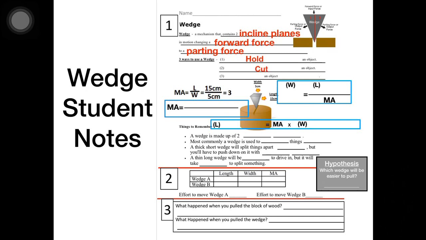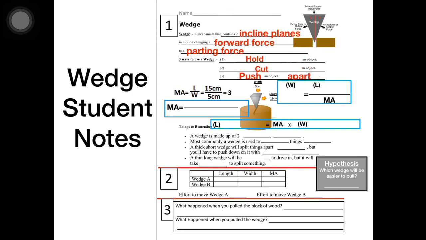Number 2 here is to cut an object. And when I say cut, you may automatically think of a knife, because a knife is used to cut. And the blade of a knife is very small, but it is a wedge. So anytime you see a knife, you will know that the knives are made of wedges and they are made to cut.